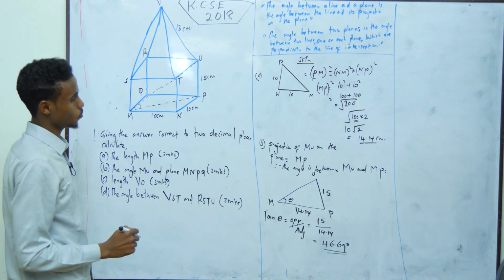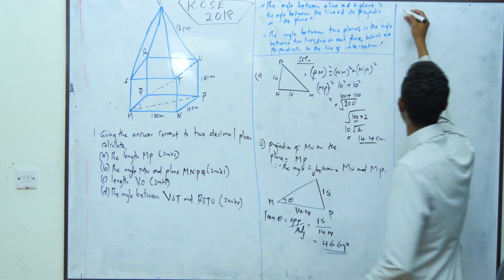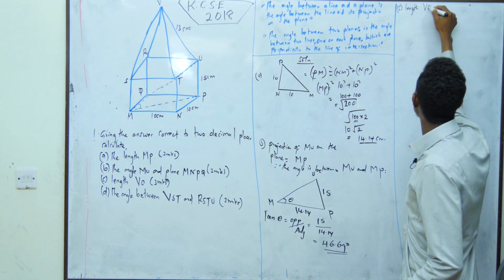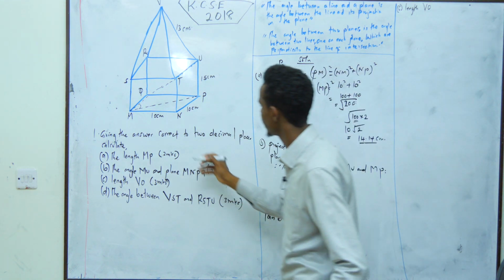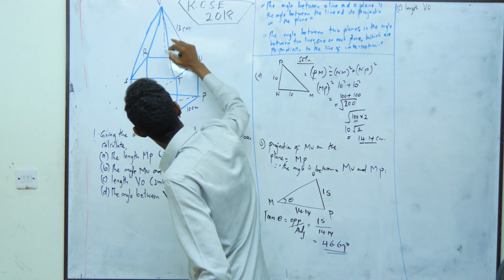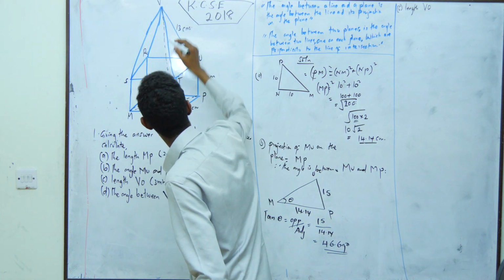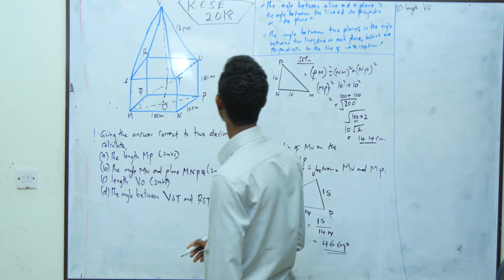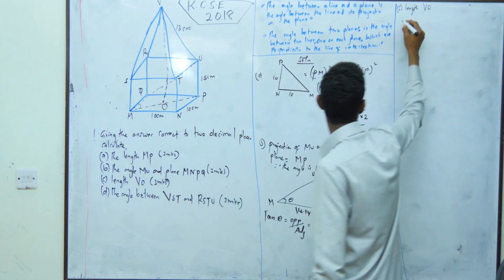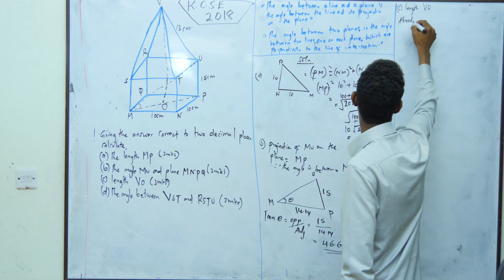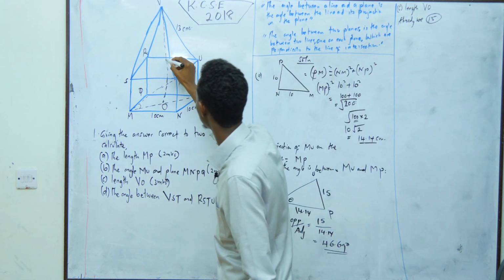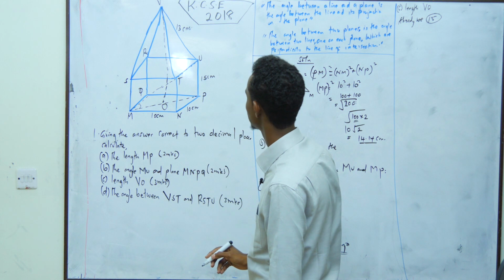The length VO. How can we get the length VO? Let's say this is O here. Now we want to get this length all the way, the length VO. We have the height 15 here already. Right? Now we only need to get this height. How can we get that height?